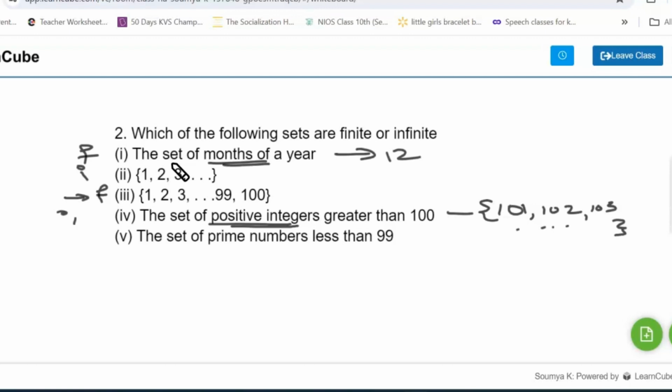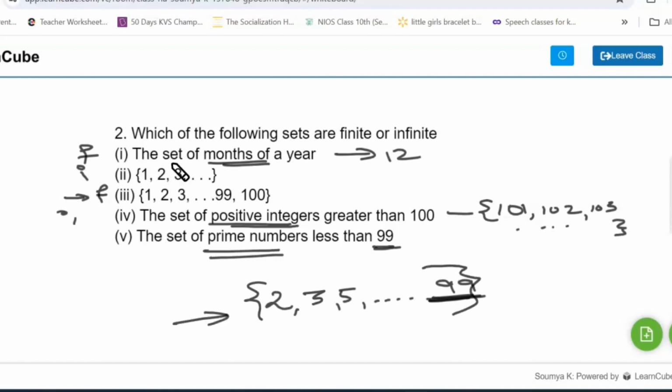The set of prime numbers less than 99. So you know where the ending is. Till 99 it will go. The prime numbers start from 2, so 2, 3, like that it goes on, and still 99, not beyond that. So you have a limited number of elements in your set. We call it a finite set. Hope you understood the difference between finite and infinite. Let's move on to the third question.